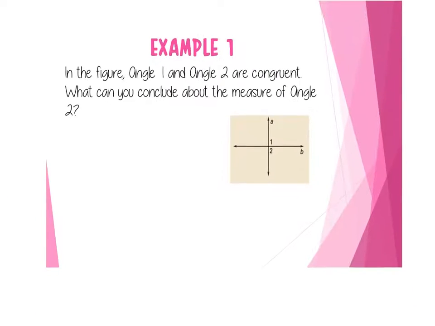Okay, here's our first example. In the figure, angle 1 and angle 2 are congruent. What can you conclude about the measure of angle 2? What do we know about angle 1 and 2 here? What kind of angles are they? They're congruent, and they're supplements because they're a linear pair. So if they're supplements, how much do supplementary angles add up to be? 180. And if they're congruent, how much is angle 2? 90. So angle 2 here is 90 because they're a linear pair, and they're supplements, and they're congruent. Pretty good on this one?